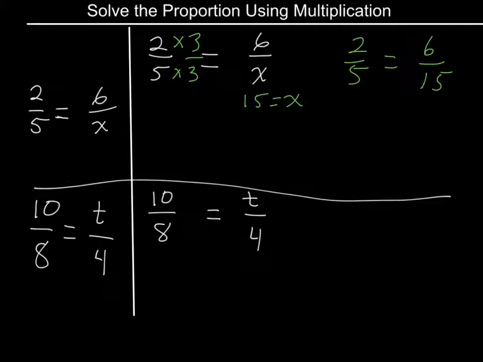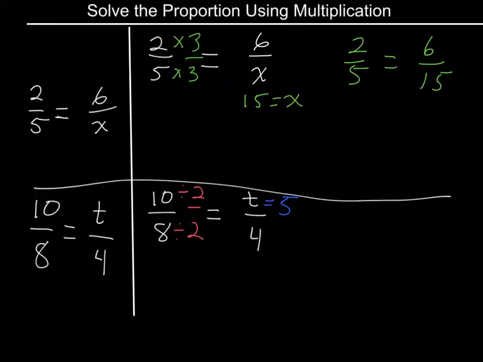Okay, so let's take a look at another one here. Now on this bottom one, it's a little bit different because the variable's in a different spot. So I can't do the top because I don't know how 10 and t are related. But I look at the bottom, I go, oh, okay, how do I get from 8 to 4? Well, if I want to get from 8 to 4, then I could divide 8 by 2, and that would give me 4. So if I divide the bottom by 2, I need to divide the top by 2. So then that's 10 divided by 2, which would be equal to 5. So then t would be equal to 5.